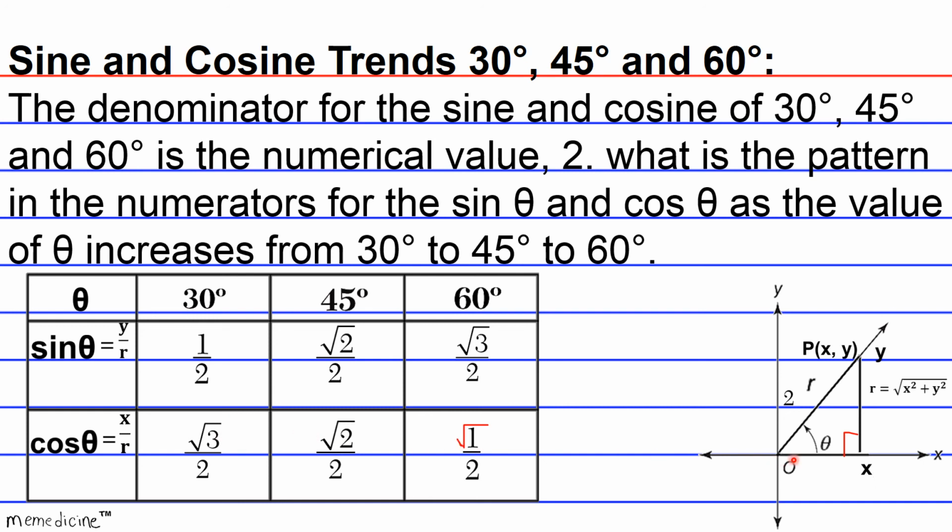And again, for theta equals 30 degrees, the fractional ratio for the cosine of theta is going to be radical 3 over 2. When theta is 45 degrees, the fractional ratio simplifies to the square root of 2 over 2. And when theta is 60 degrees, the fractional ratio of the cosine of theta simplifies to 1 over 2. Okay? All right, so that's that.